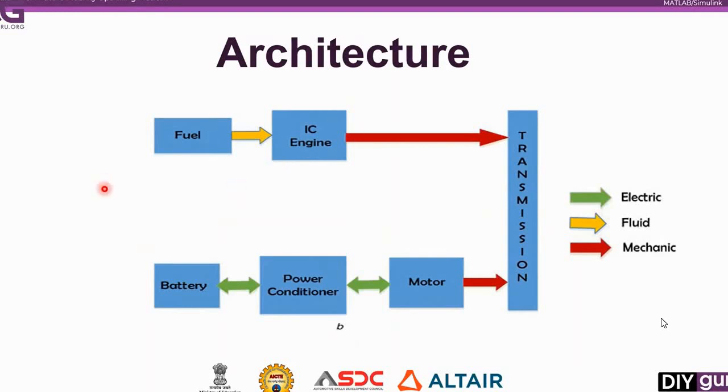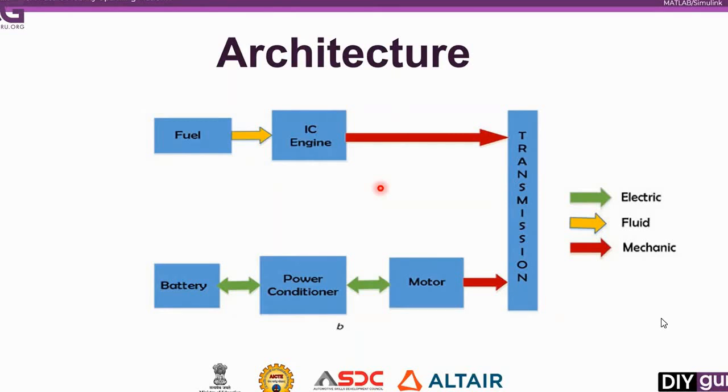So now in case of parallel architecture, you can see both of the propulsion units we have will directly power the driving wheels of the vehicle. So here, fuel is being converted in the IC engine and then used for the propulsion of the vehicle, and parallelly we have the electrical setup: the battery pack, the power conditioner, and the motor.